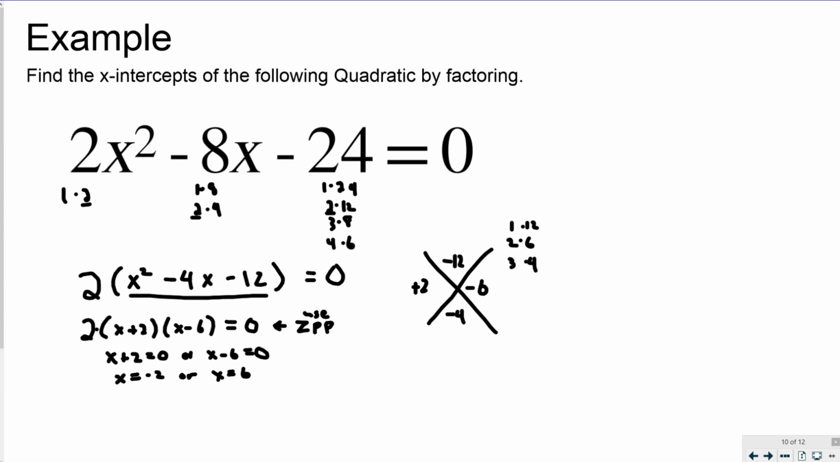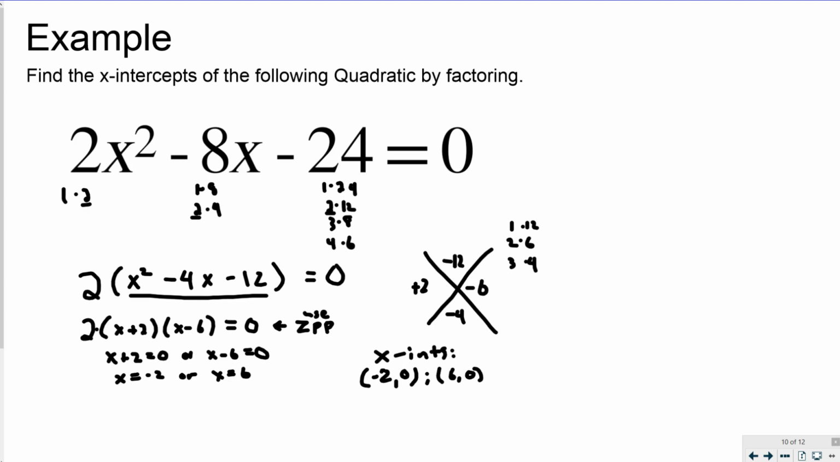So the two x-intercepts that we just found are negative 2, 0, and that's based off of this answer here. And the second one would be 6, 0, and that's based off of this right here.